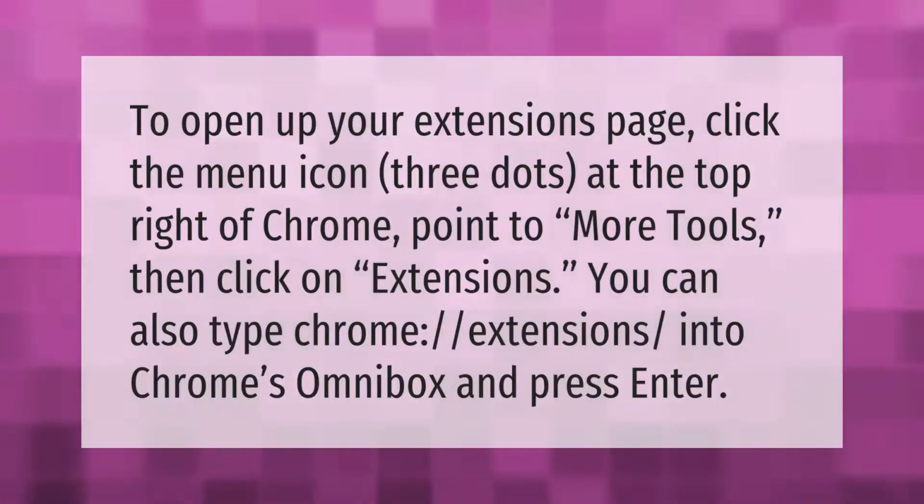To open up your extensions page, click the menu icon, three dots, at the top right of Chrome, point to More Tools, then click on Extensions. You can also type chrome://extensions/ into Chrome's Omnibox and press Enter.